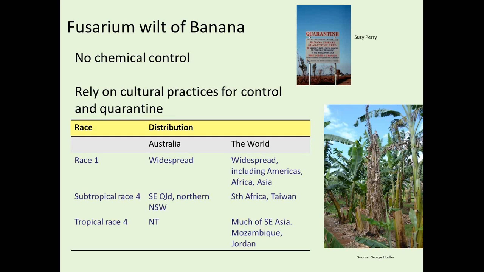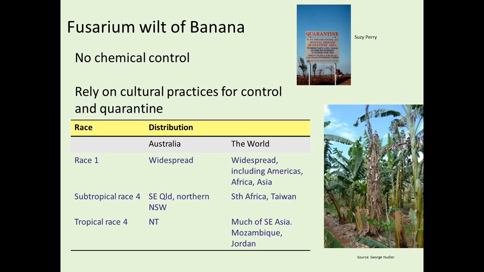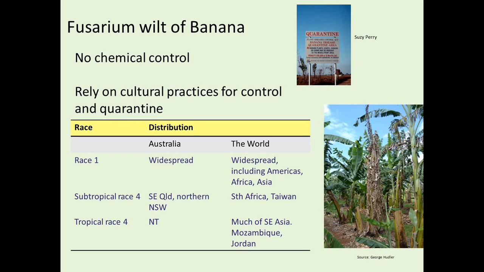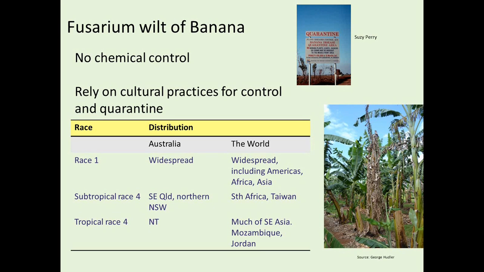But it's tropical race 4 that has got everybody worried. It's in Northern Territory. As I said, we don't want it into North Queensland, where most of the production is. It's in much of Southeast Asia now. It's in Mozambique and Jordan. Central America and South America are absolutely terrified of it turning up there, because so much is grown in commercial plantations.